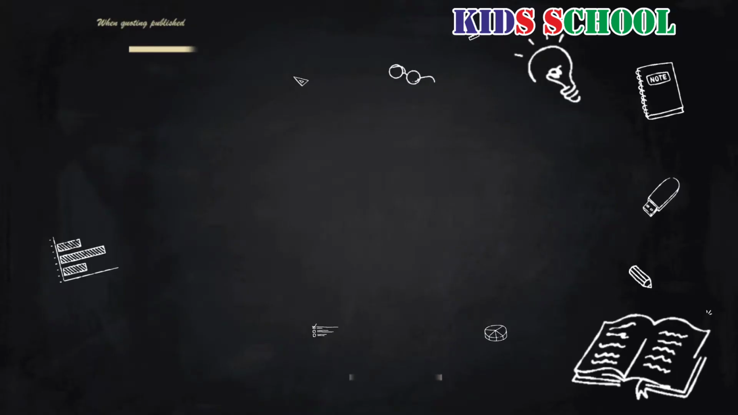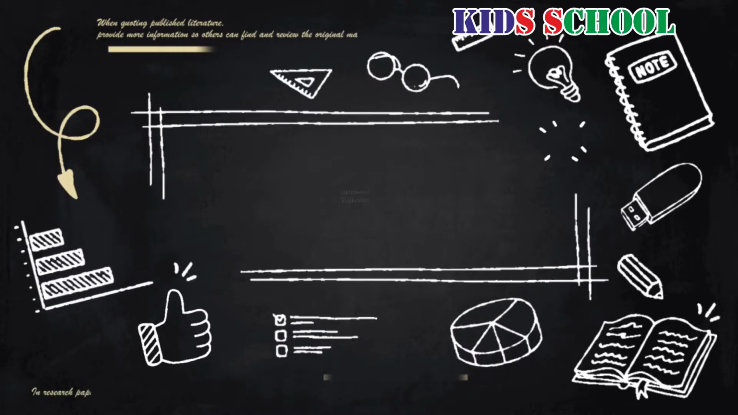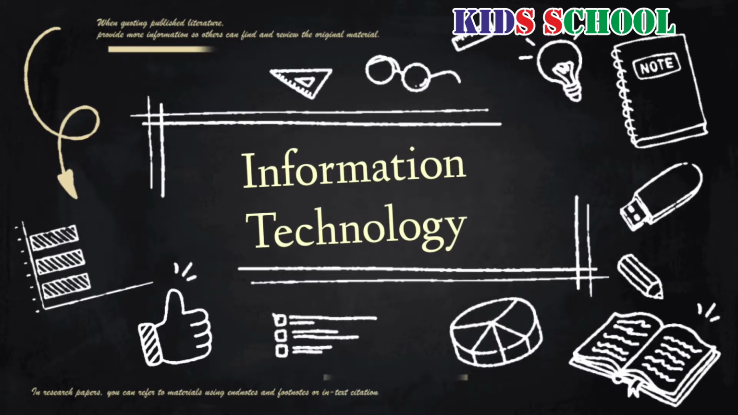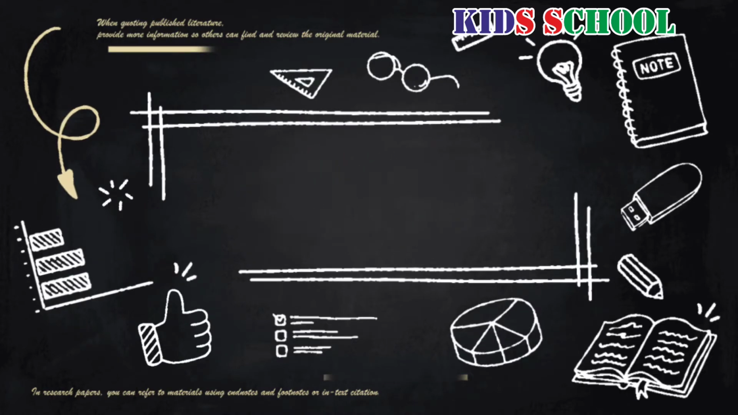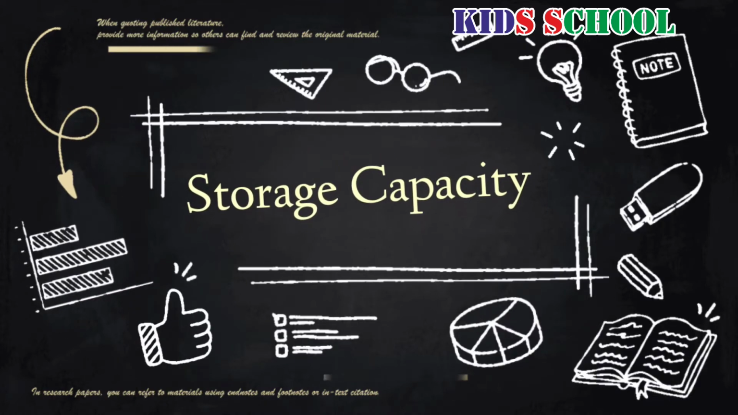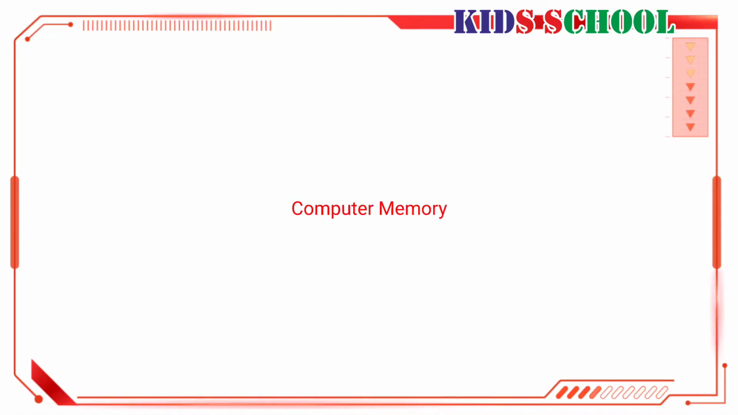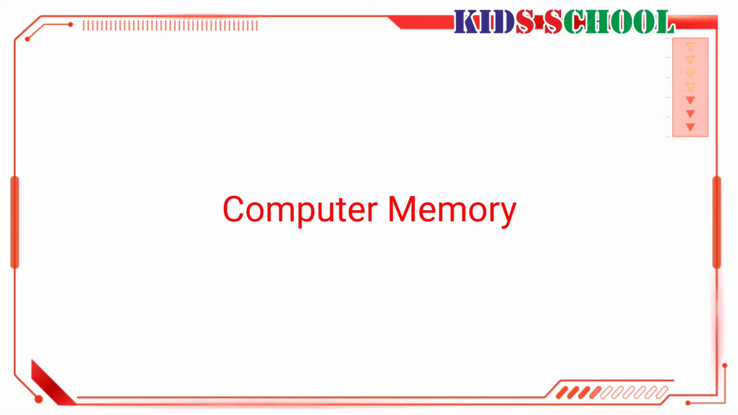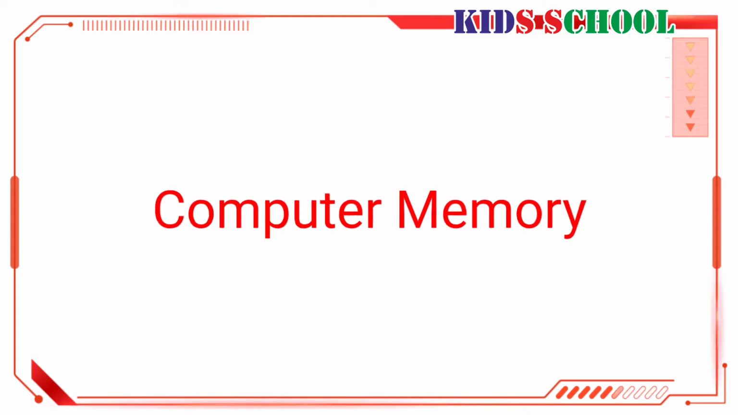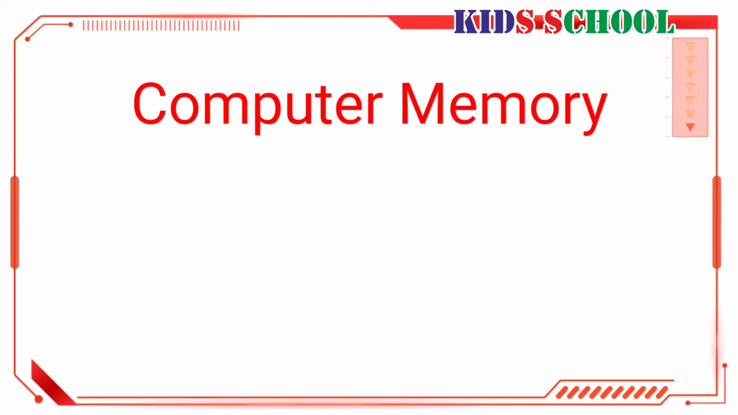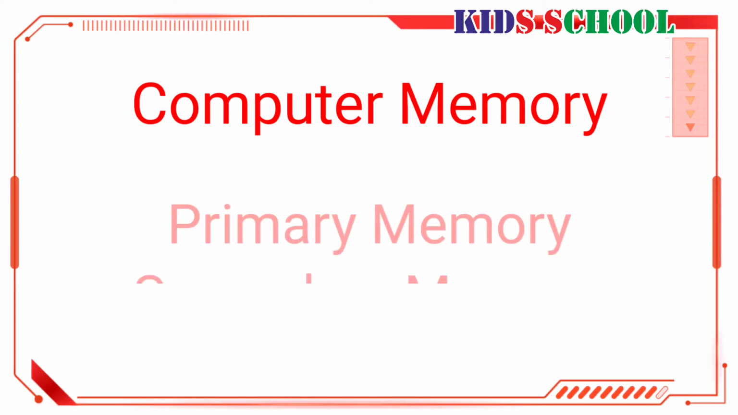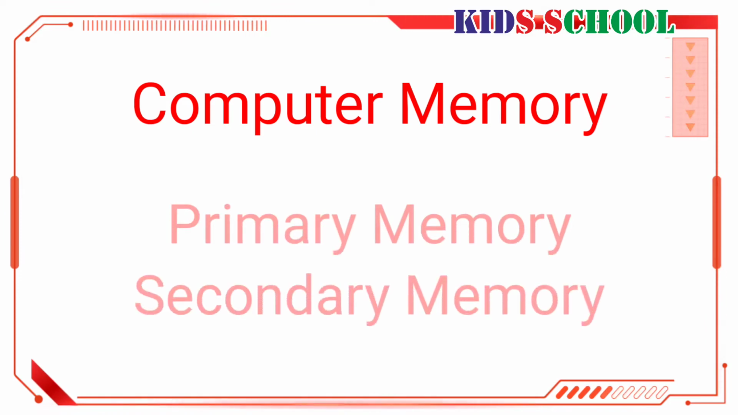So, dear students, from today we are going to start our new lesson of our new subject, information technology, and today's topic is storage capacity. Computer memory refers to the storage area of the computer where all the data and instructions are stored. There are two types of computer memory, namely primary memory and secondary memory.